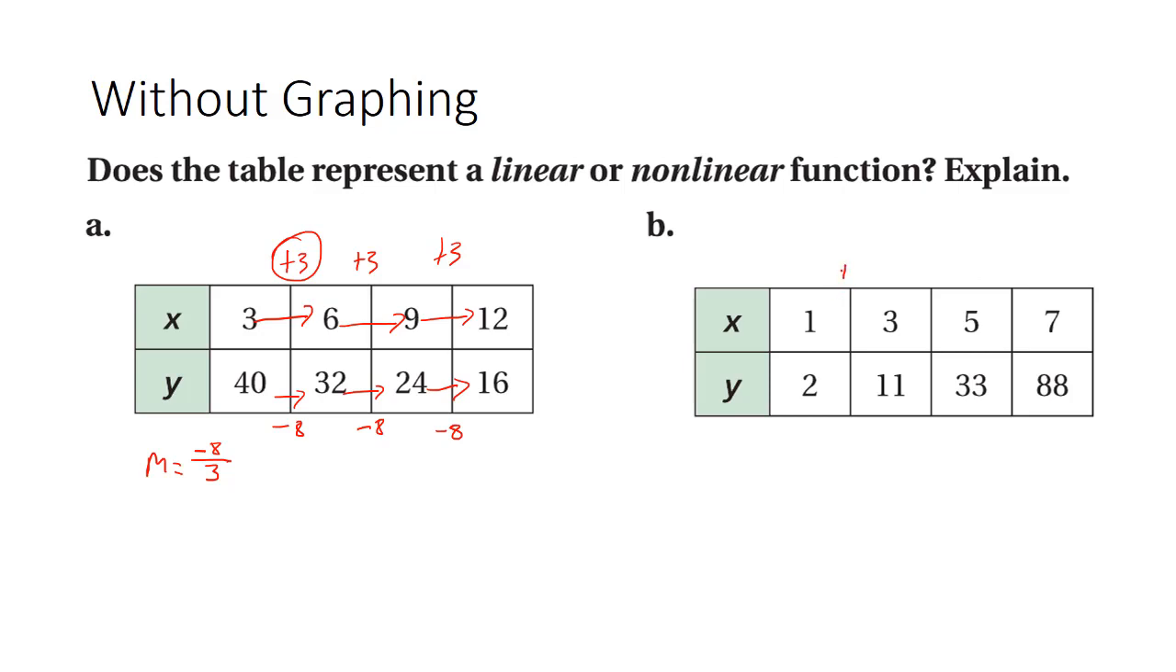Here, our x is going up by 2, and then it goes up by 2 again, and then up by 2 again. Our y went up by 9, but then it went up by 22, and then it went up by 55. Those are not constant, right? So I can't write a slope this time because I can't say y goes up by 9 when x goes up by 2. It did once, but the next time it was 22 over 2, and the next time it was 55 over 2. Our slope didn't stay constant, so this is non-linear.